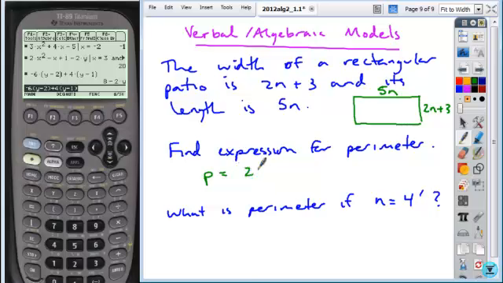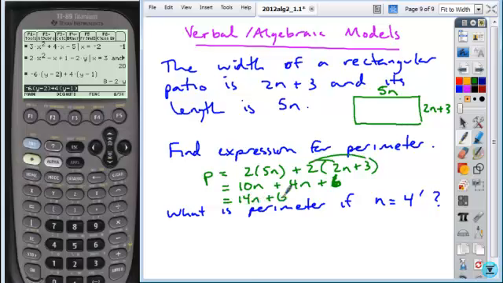So you can either say 2 times 5n plus 2 times (2n plus 3). You could also say (5n plus 2n plus 3) all multiplied by 2. You could even just say 5n plus 2n plus 3 plus 5n plus 2n plus 3. Whichever way you do, you should reduce it down. You get 10n plus 4n plus 6 if you distribute through. And then combine your like terms. You get 14n plus 6.